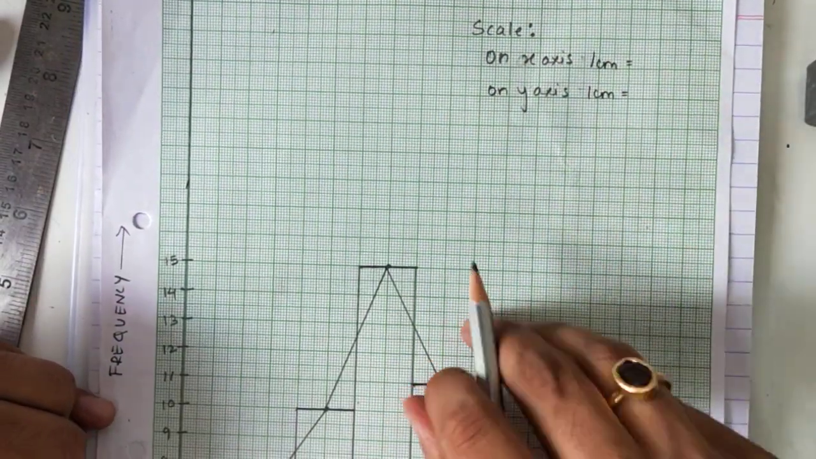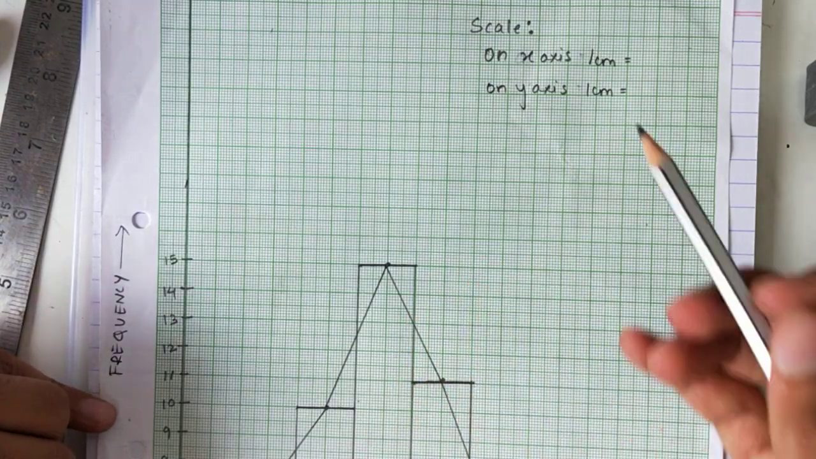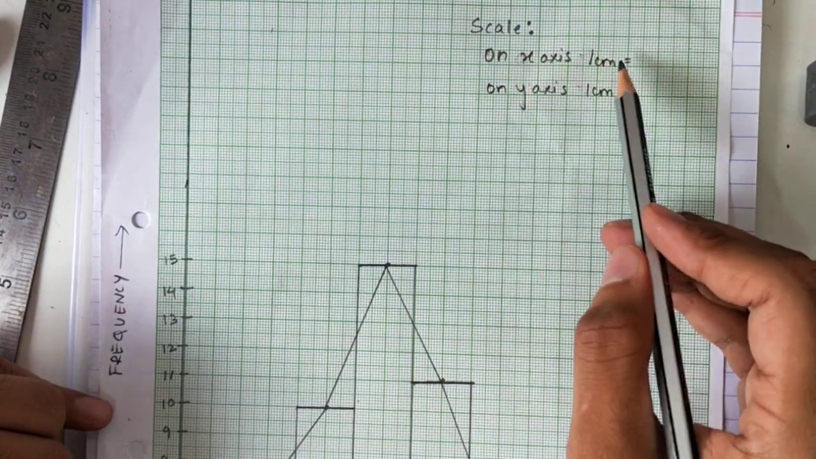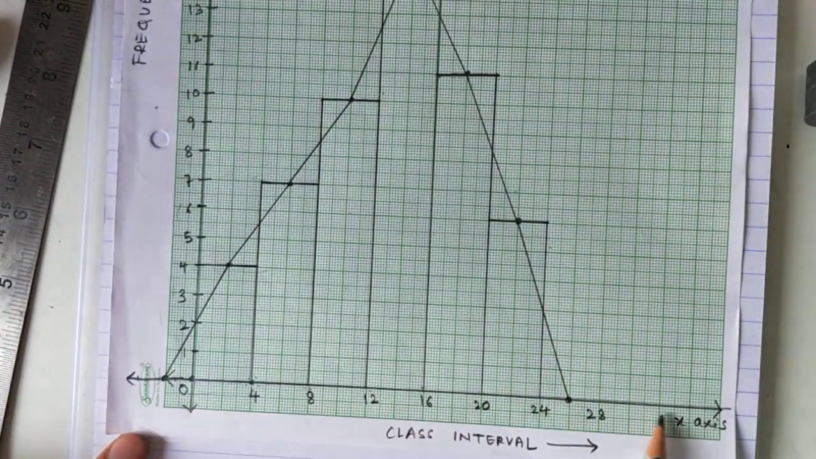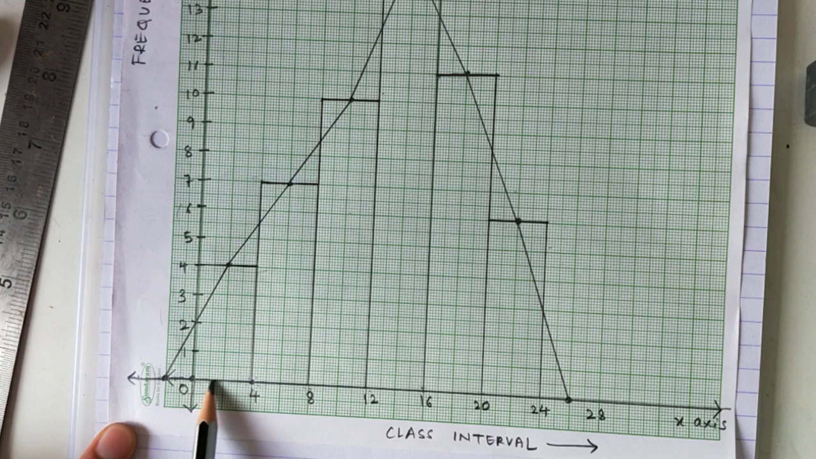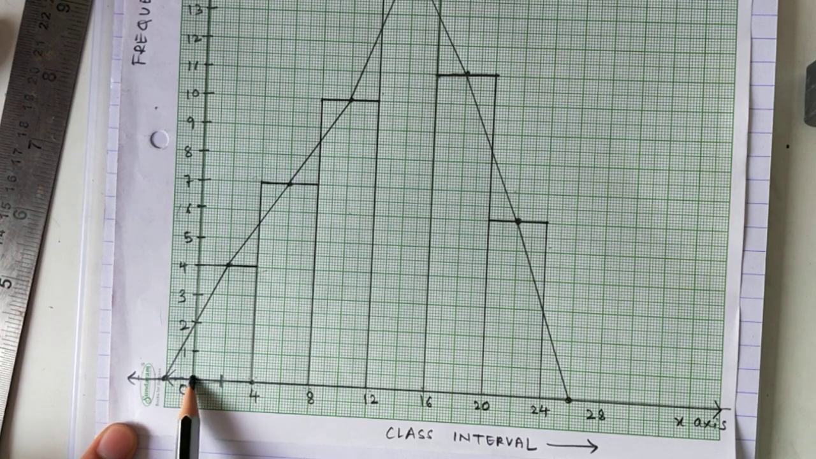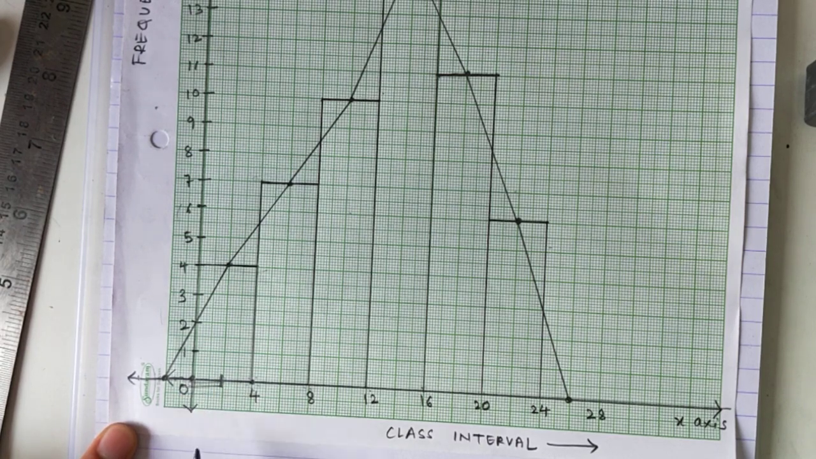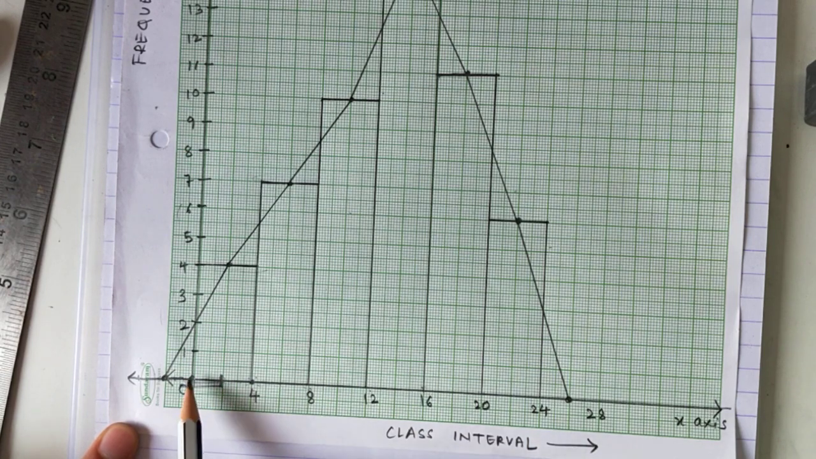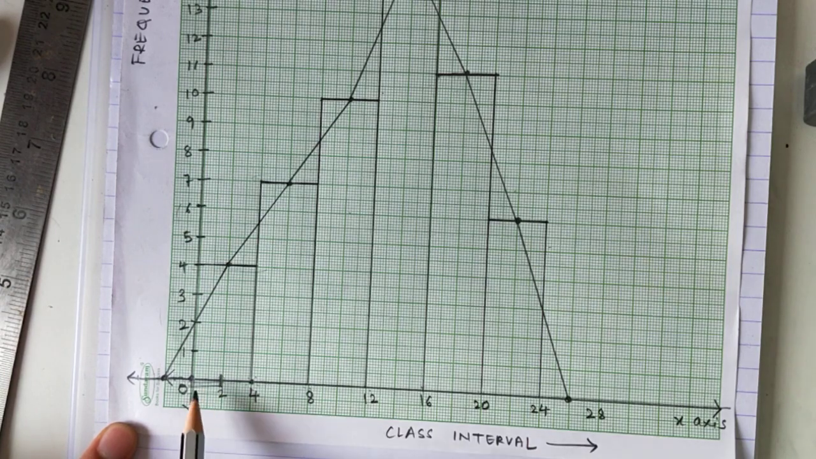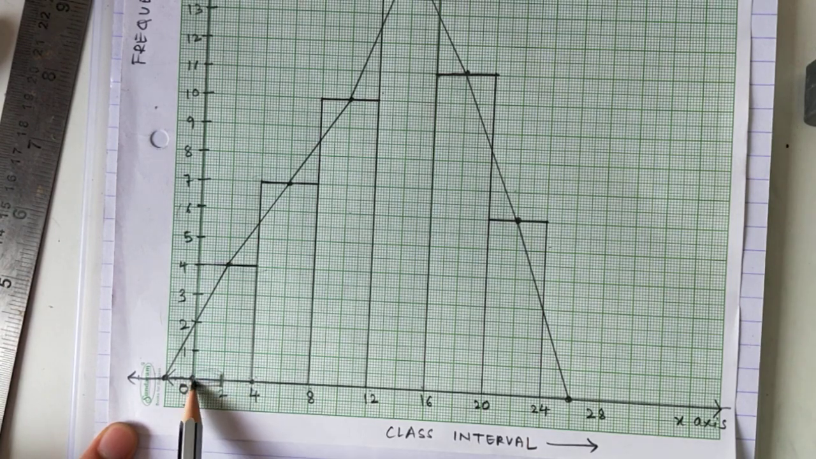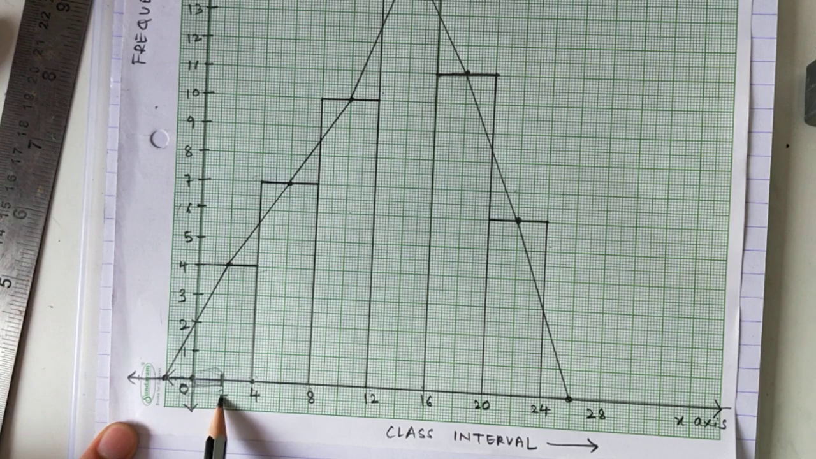Now for this graph paper especially, on the x-axis, this is my x-axis, correct? On the x-axis this is 1 centimeter. This much is 1 centimeter. So this 1 centimeter is equal to how many units? See, this is 0, this is 2, this is 4, correct? That means this 1 centimeter of graph paper is actually 2 units. 2, 4, 6, 8, 10, 12, correct? I have taken 2 units.